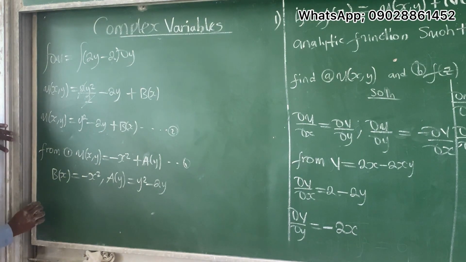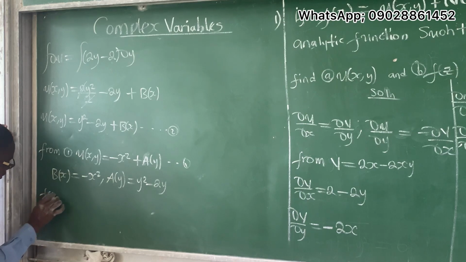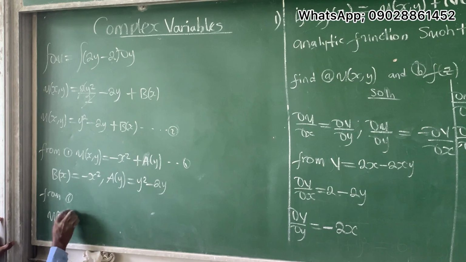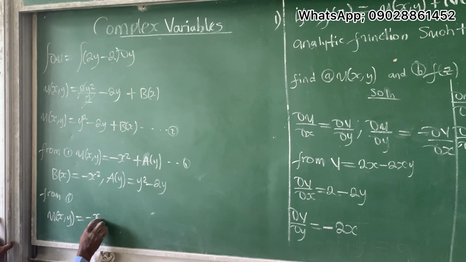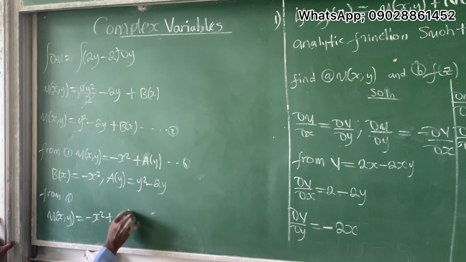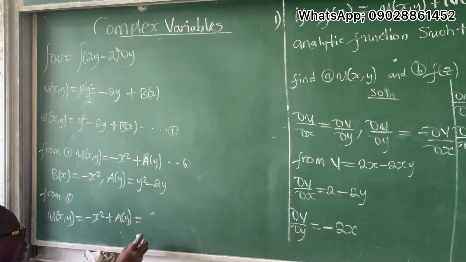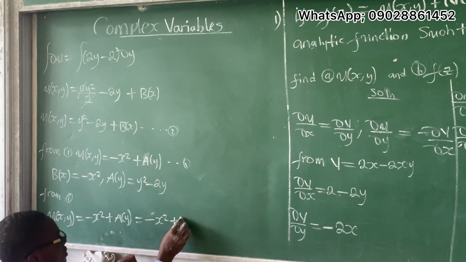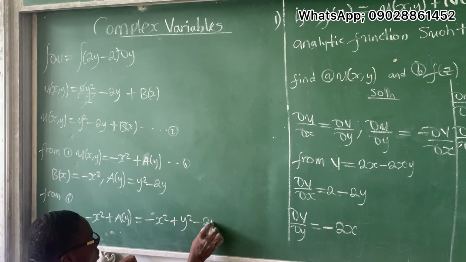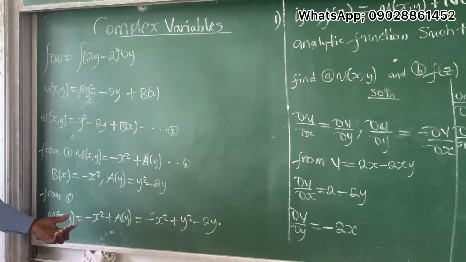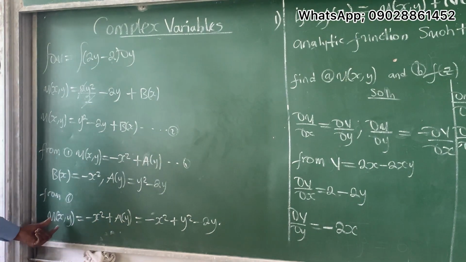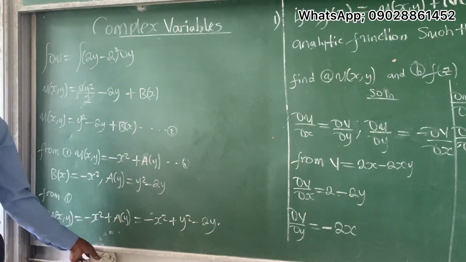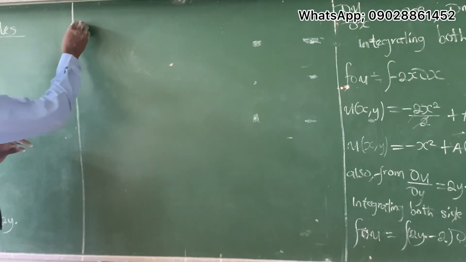So this implies that from equation 1, we have u of x and y to be equal to minus x squared plus a of y. So our function u of x and y is minus x squared plus a of y, which is y squared minus 2y. Since we have succeeded in getting our real part, we can add it up with our imaginary part to get f of z as required from b. Okay, let's move to the second one.